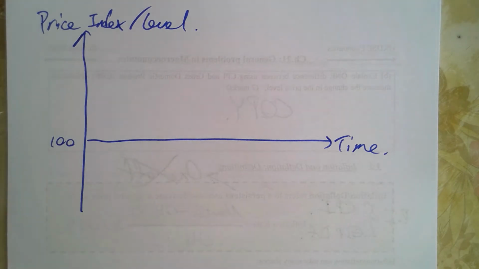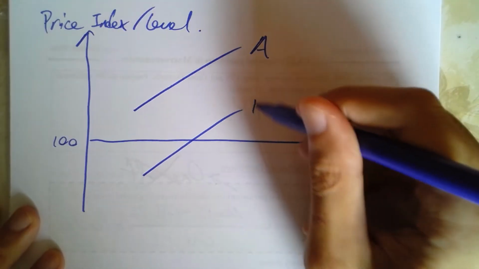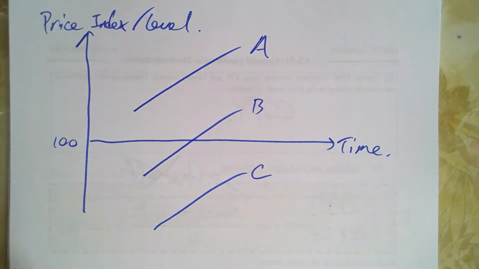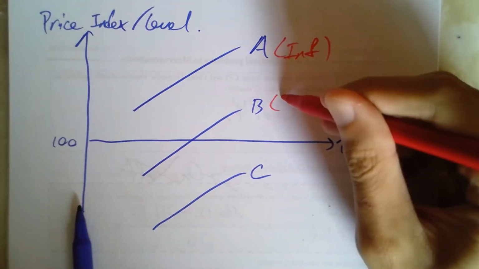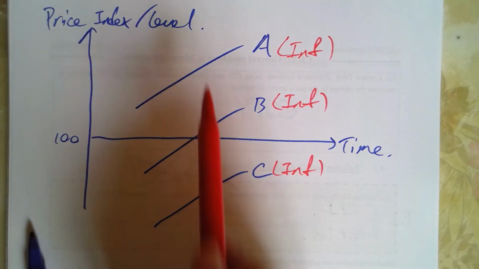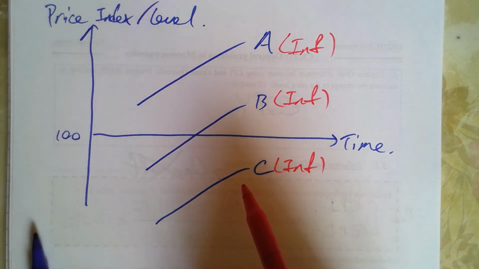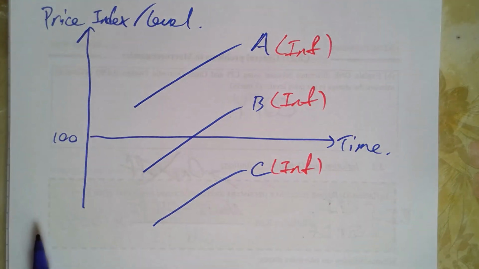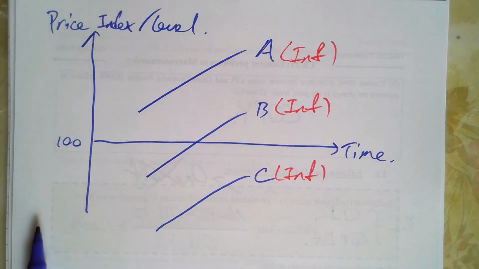Now, here, let me draw you three curves. This is A, this is B, this is C. Remember, all three of these curves are all inflation. 为什么啊? Why? Because curve A, curve B, curve C, all of them are going up in terms of price index. 行不行? 它是向上斜,即是什么意思啊? 即是 price level 和 price index 升紧。 That's the only thing you need to look at.